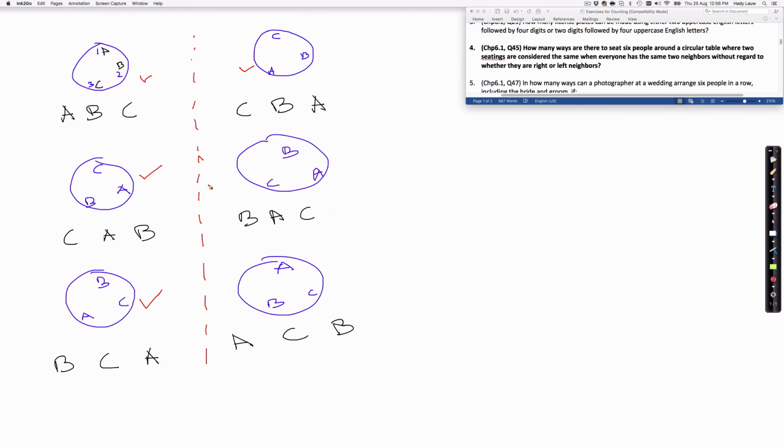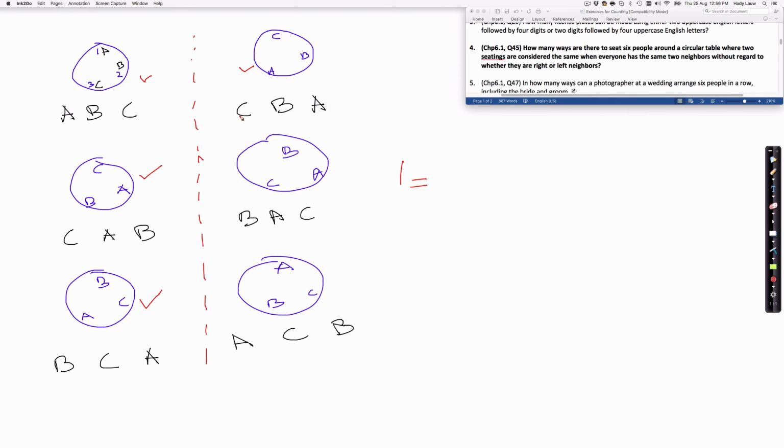Now in that case, it means that all these 6 tables are essentially the same table. And if you think about this, it actually makes sense, because out of 3 people, you always have the same 2 neighbors regardless of where you sit. So how many possible circular arrangements can we have for 3 people? There is only 1.